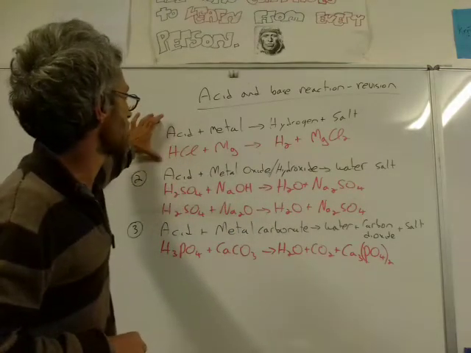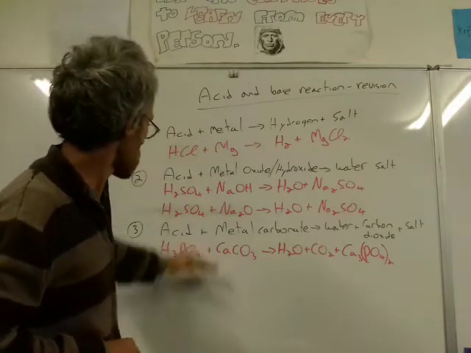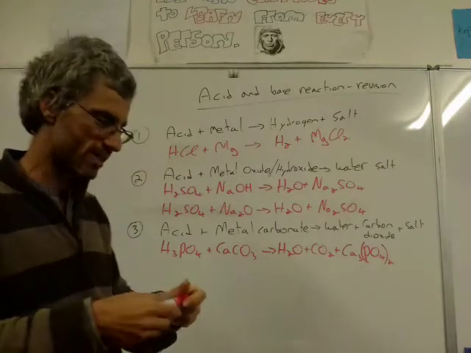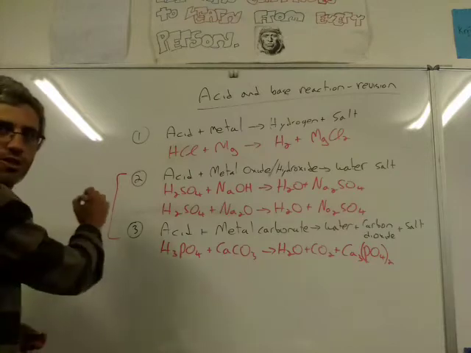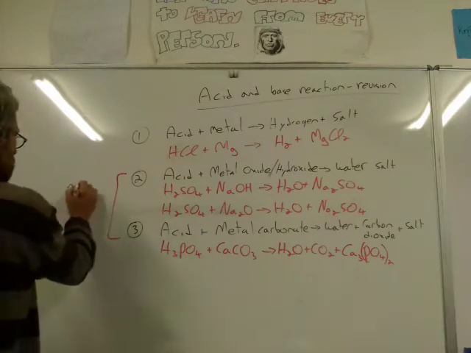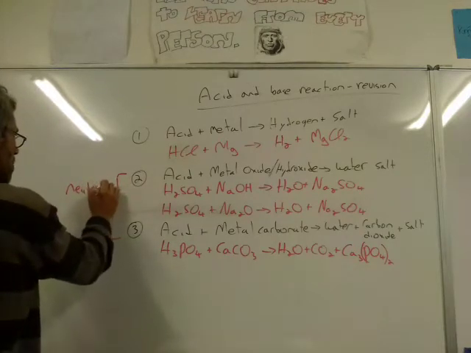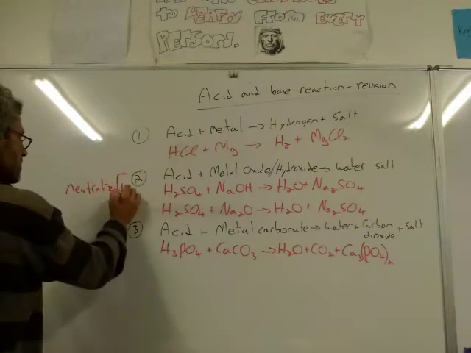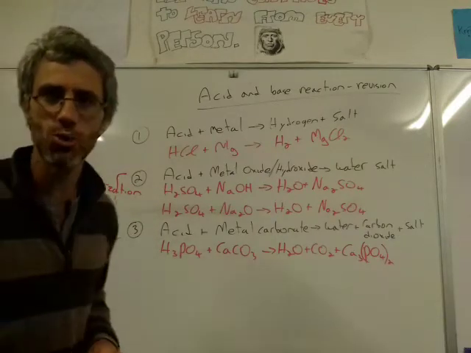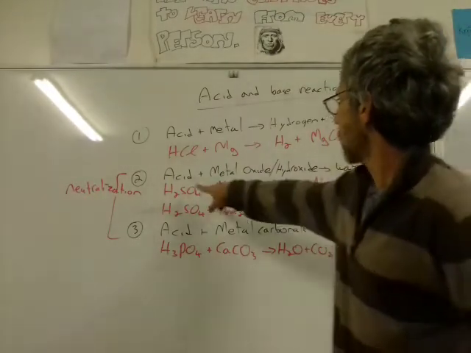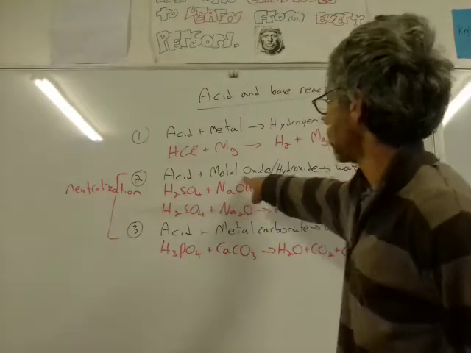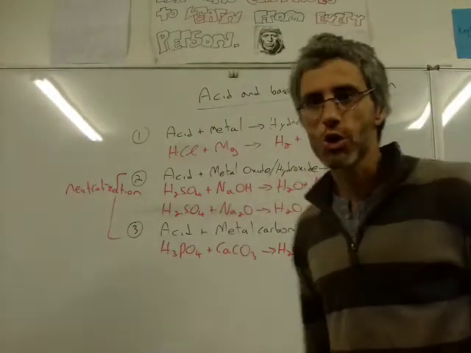Second reaction was between acid and now alkaline, or base. So this was just acid. There was no base here. Those 2 are reactions between acid and base, and they are in fact called neutralization. Can you see if I write down here? Neutralization. These are neutralization reactions between acid and base. So acid and a metal oxide or hydroxide.